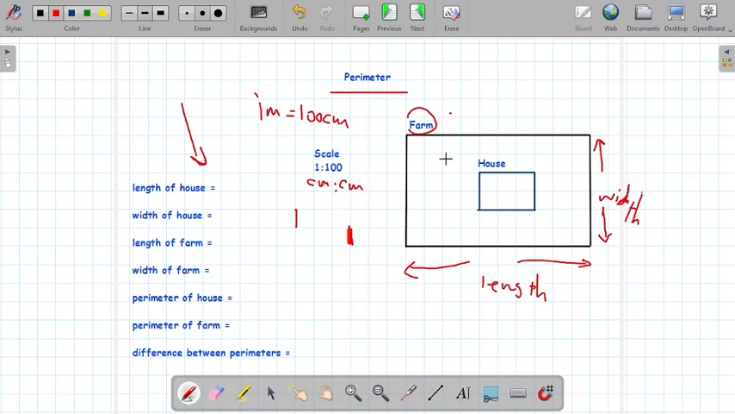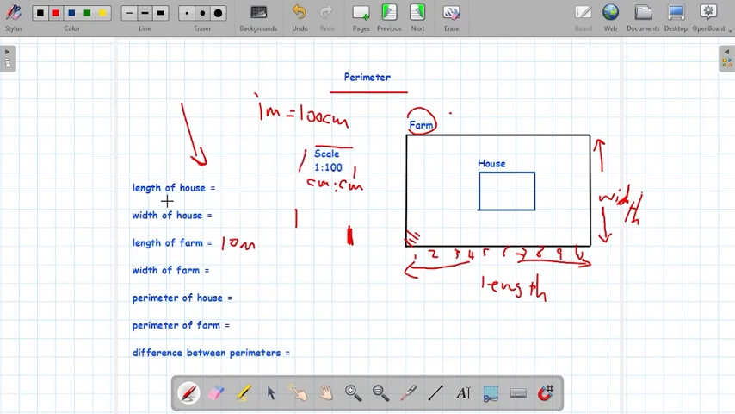This is an imaginary scenario. So every square here, when I count it, will not be 1 centimeter. I need to convert it into meters. So I go to this square, for example, and I say this is 1 meter. So it will be counted 1 meter, 2 meters, 3 meters, 4, 5, 6, 7, 8, 9, 10. So what is the length of the farm? It will be 10 meters. This is how you use the scale to answer this question.